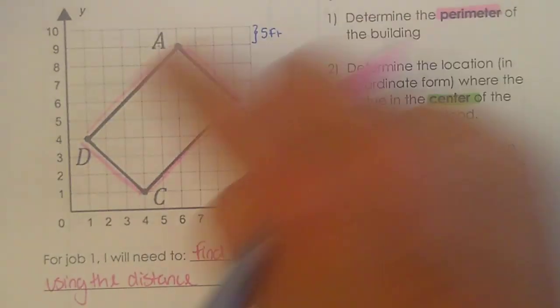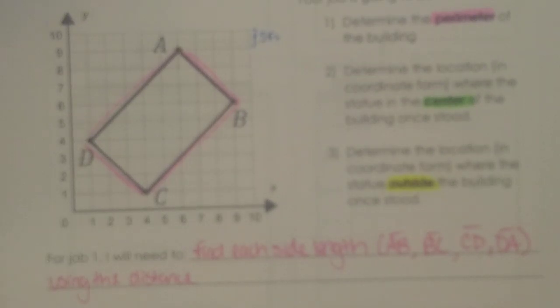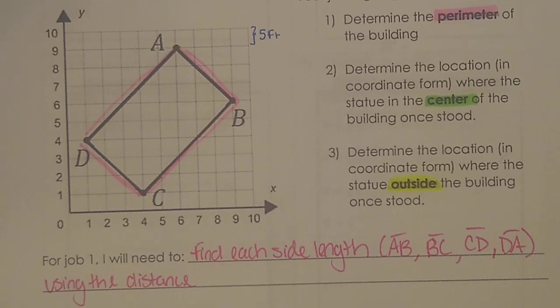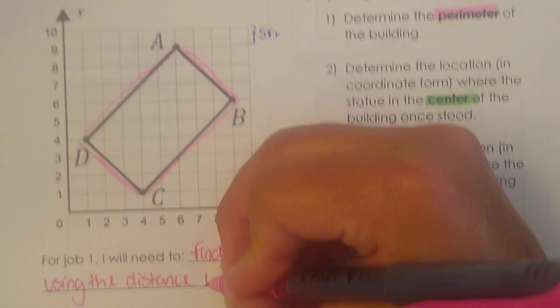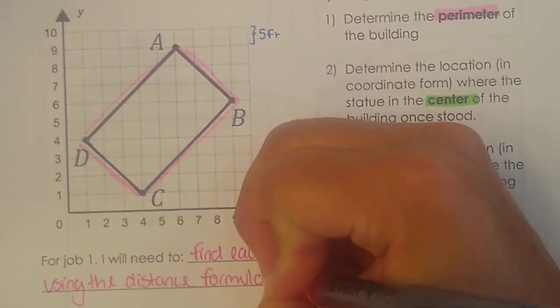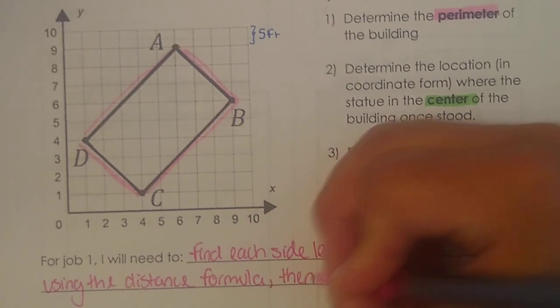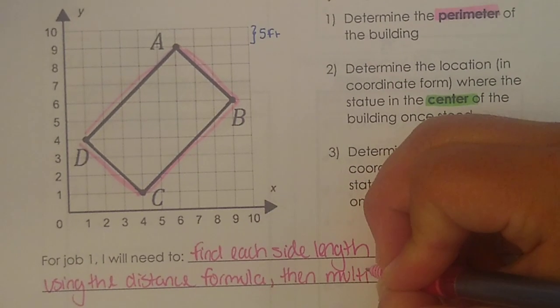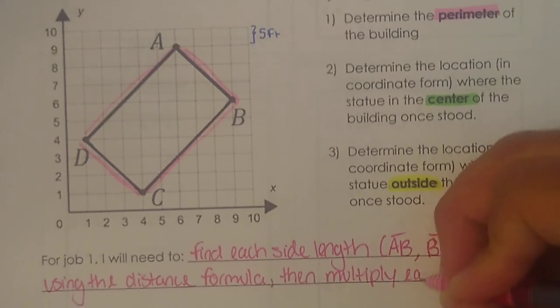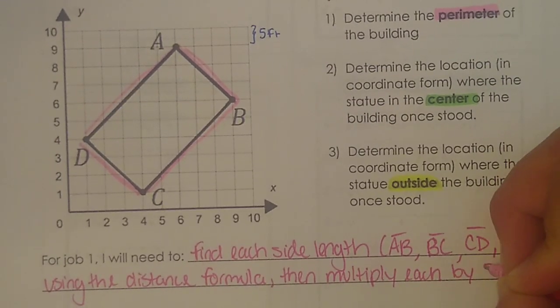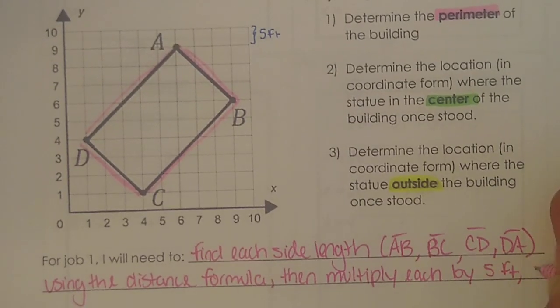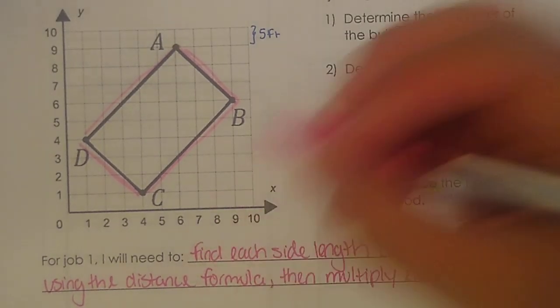I also have to remember that whatever I get, I'm going to have to multiply by 5, because what I get will just be using the coordinates, but I have to multiply by 5 to get the true length. That's something I'm going to keep in mind. Then multiply by 5 to get the true length, and finally then add them all up.